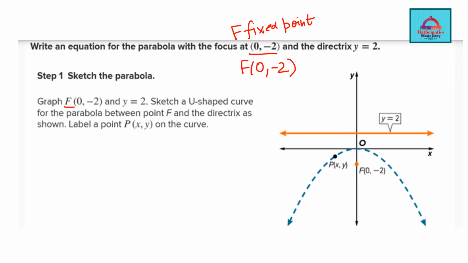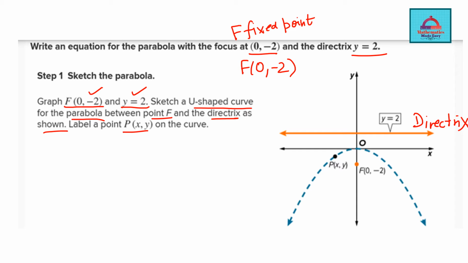So you first graph the point and then you graph the directrix. The equation of the directrix is y equal to 2, so it is going to be parallel to the x-axis, and this orange line here denotes the directrix. I'm just writing it here for you. F is already the focus. Now you sketch a U-shaped curve for the parabola. It's a rough curve because till now you don't know the equation, and the point F and directrix you have shown here. So let capital P (x, y) be any point on the parabola.